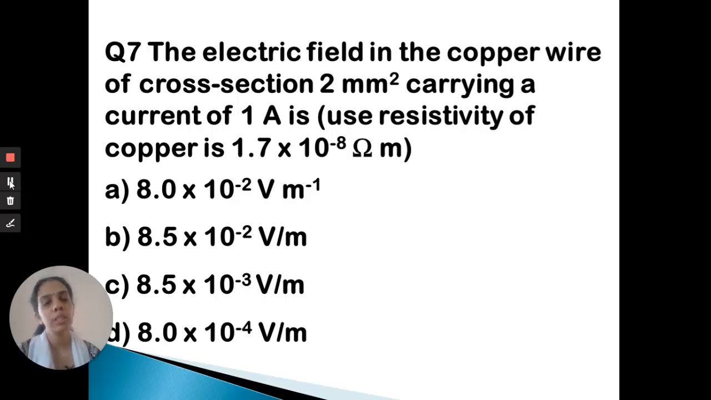How can we find the electric field? E equals V by L, that is the formula. V equals IR, and R equals rho into L by A. So length will cancel, and rho, A and I are given. You can easily find the value. Therefore, the answer you will get is C.